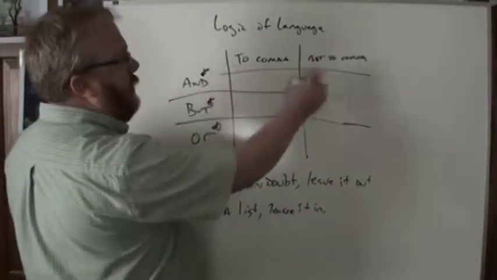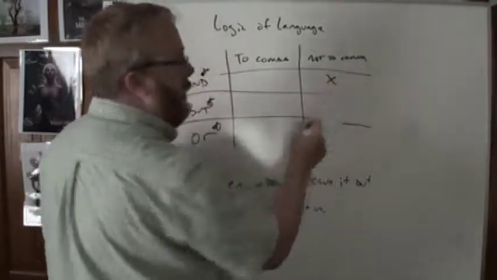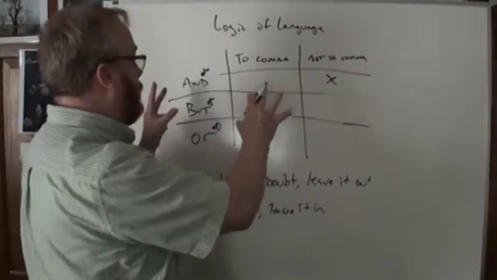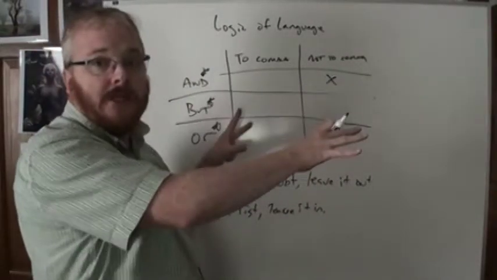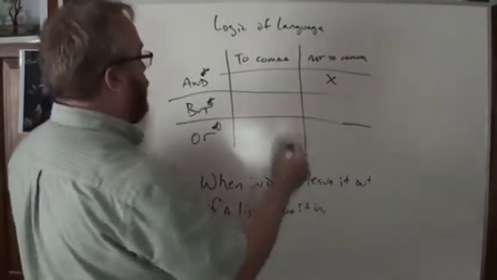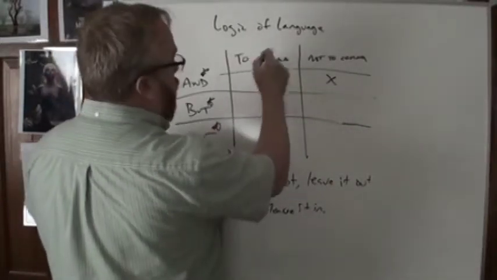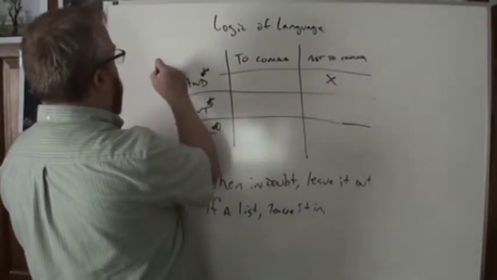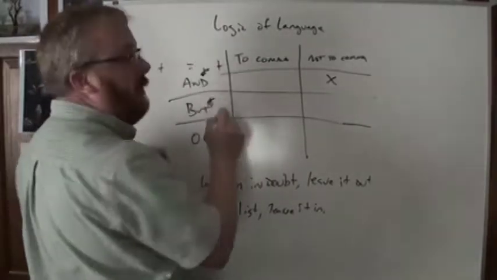But, "and," to comma, not to comma. We're on a not to comma, and that's because most of the time, both sides of the "and" are equal. They are equal value. So this side and this side are perfectly equal.